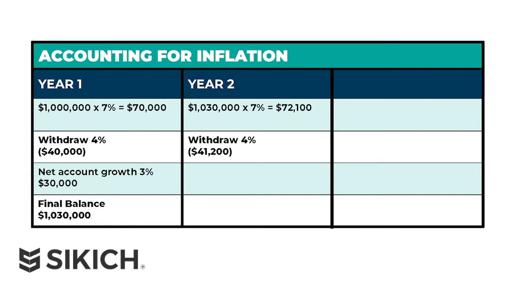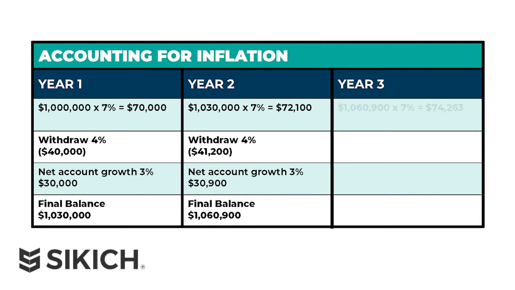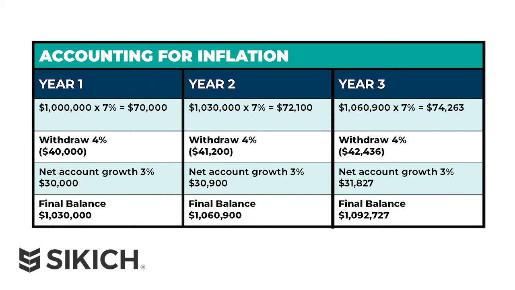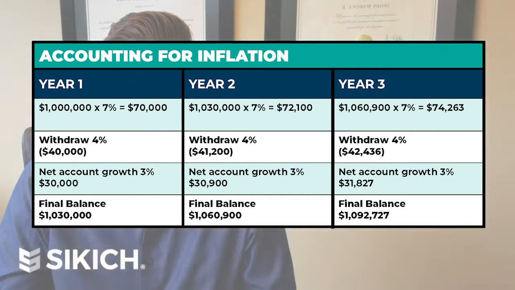Let's say he earned 7% again on the second year and took out 4%. The next year, that 4% is not $40,000, it's $41,200. And the 3% growth rate on $1,030,000 is now $30,900. On the third year, now the portfolio is worth $1,060,900. 4% of that portfolio is now $42,436. And his growth of 3%, in addition to the 4% withdrawal, leaves him close to $1.1 million. So steady growth rates can help.